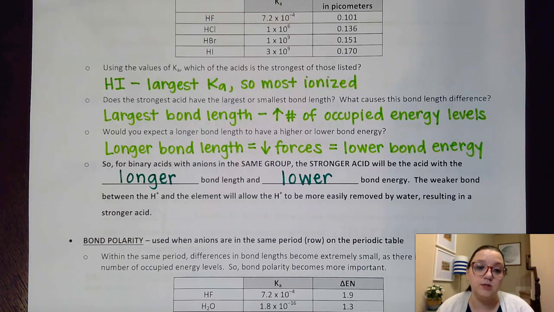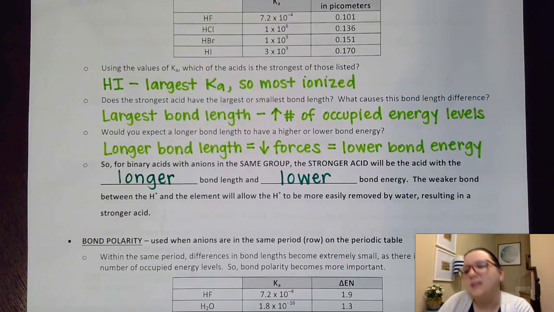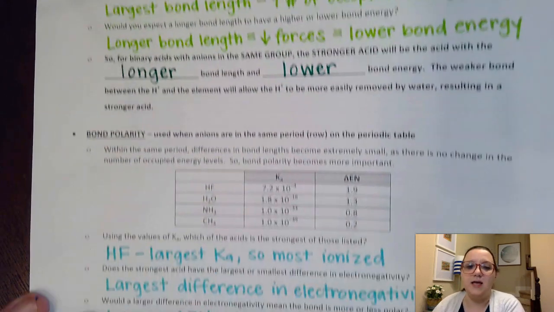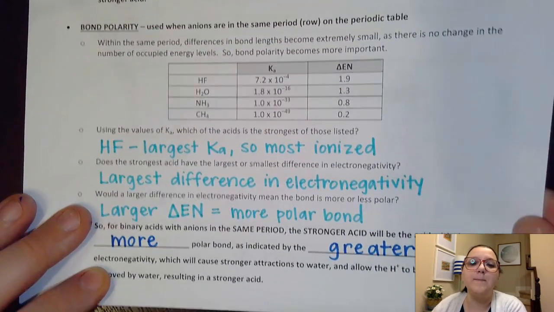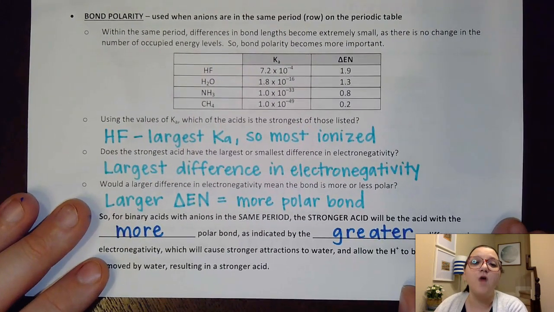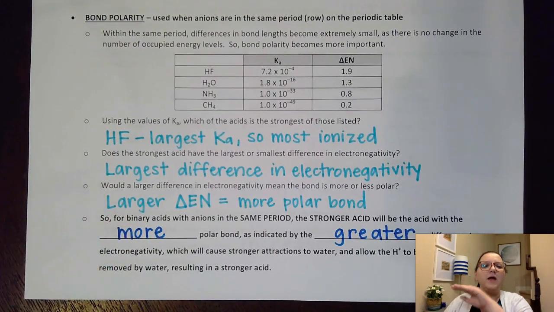All right, let's say though I have some anions that are in the same period, the same row on the periodic table. When I have the same period, the problem is that I don't get these big differences in bond lengths anymore because there's no change in the number of occupied energy levels.